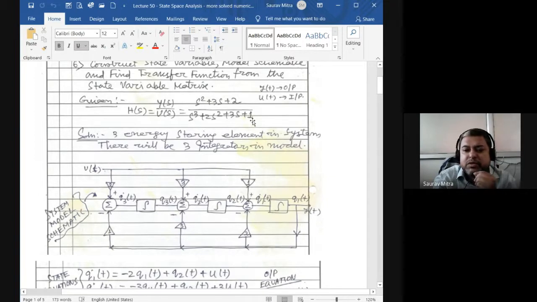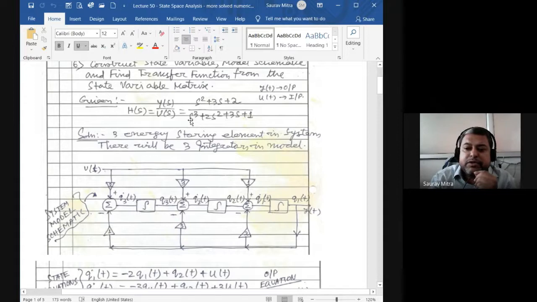So s cube plus 2s square plus 3s plus 1. First thing we have to check is that the coefficient of s cube is 1. Had I given you a more complex transfer function with s cube having a coefficient of, suppose, 5, in that case the first step will be to divide the numerator and denominator, all coefficients, by 5 and make the s cube coefficient 1, and then only you could proceed. I explained this to you yesterday also.